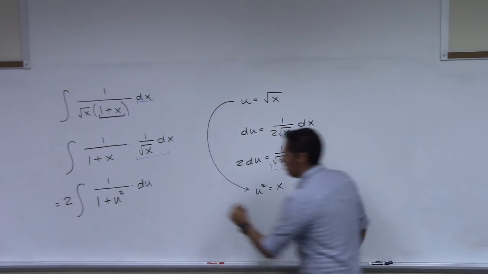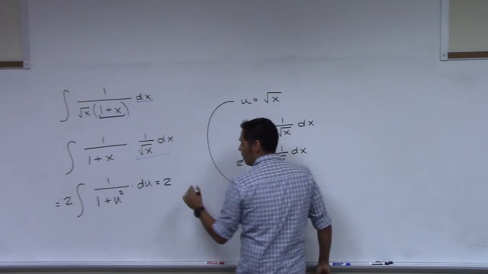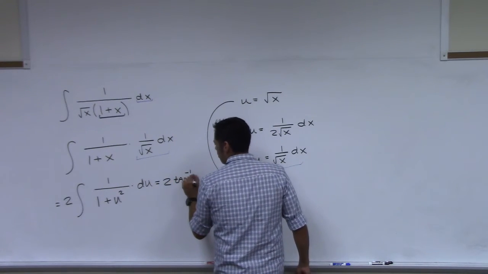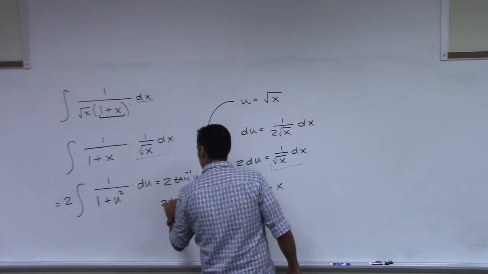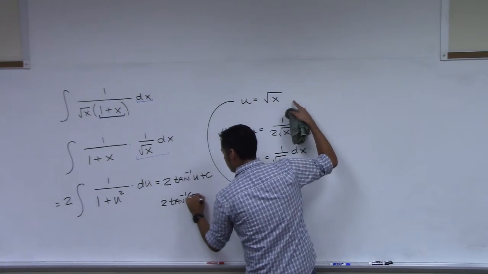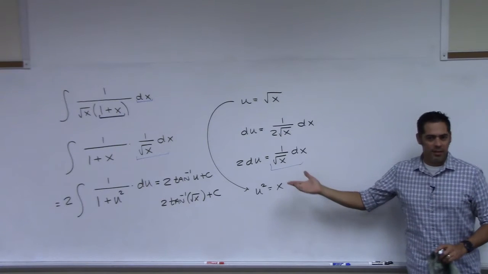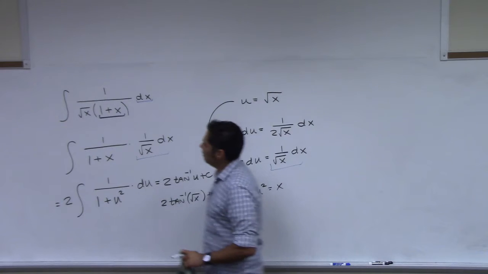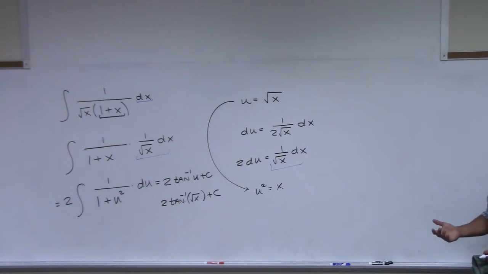Now, let's finish it. 2 times tangent inverse of u plus c. But then that's 2 arctangent of, now don't forget, what was u? It was root x, right? So root x plus c. And the good news is you can check it. You can take its derivative, and if you take its derivative, you should get back this. All right. That was almost fun.